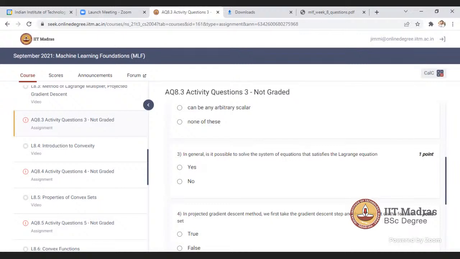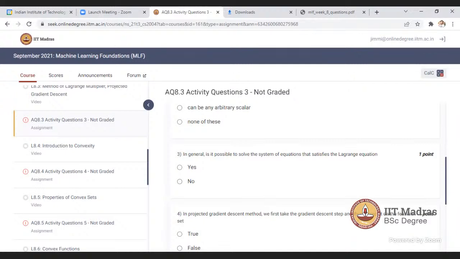Anyone? No. Yeah. Why no? Anyone just say? Because we can get many different kinds of complicated equations, and it's not always possible to solve them analytically.